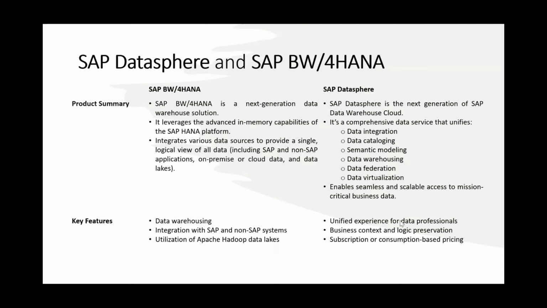What are the key features? For BW for HANA, it is data warehousing, integration with SAP and non-SAP systems, and utilization of Apache Hadoop data lakes. For SAP DataSphere, it is a unified experience for data professionals, business context and logic preservation, and subscription or consumption based pricing. So these are some of the key differences between SAP DataSphere and BW for HANA.